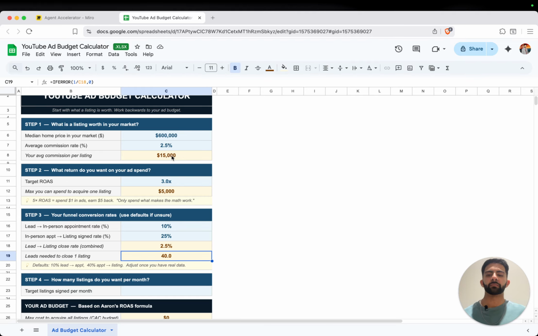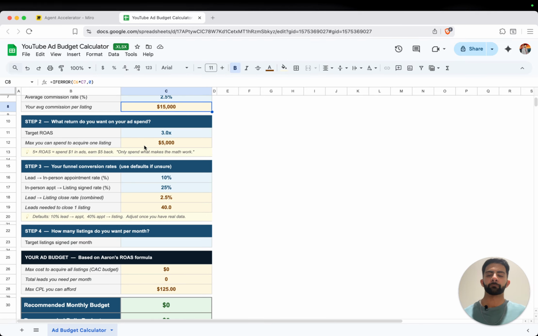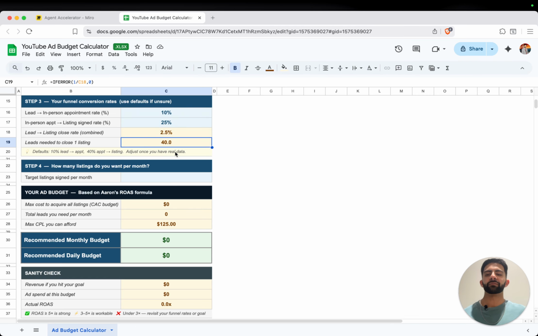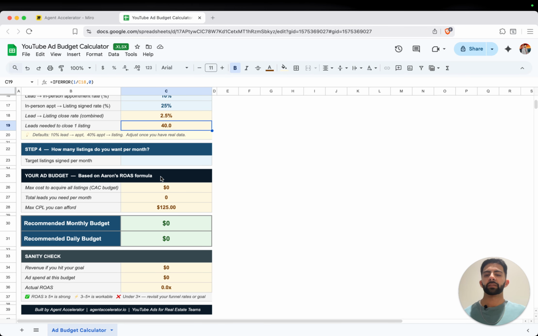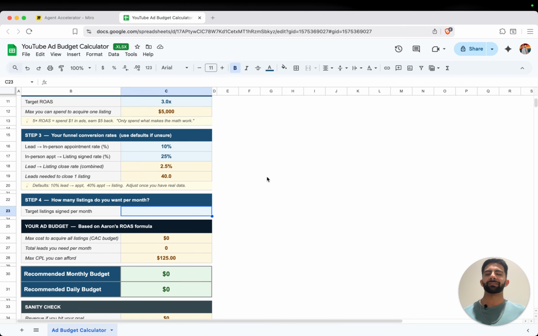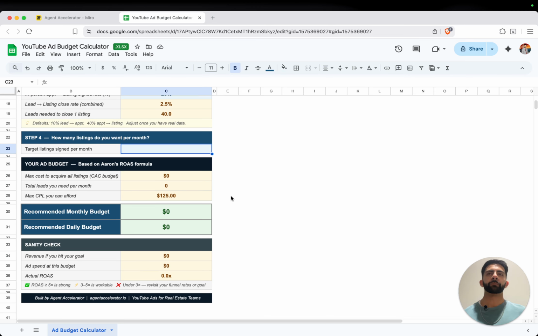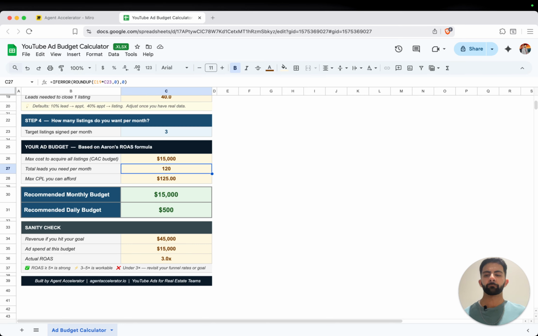So just to recap again, if we're looking at an average commission of $15,000, we can spend $5,000 max to get one listing. Based on this data so far, we need 40 leads to get one listing signed. Okay? And the last point really is how many listings do you want a month, right? If we know we're going to be able to spend $5,000 for a listing, and typically we speak to teams who want to get 3, 4, 5 plus listings coming in every single month for them and their team. Let's say we want to get 3 listings a month. That basically means our max cost per acquisition is $15,000. We need 120 leads. The maximum cost per lead that we can afford is $125.